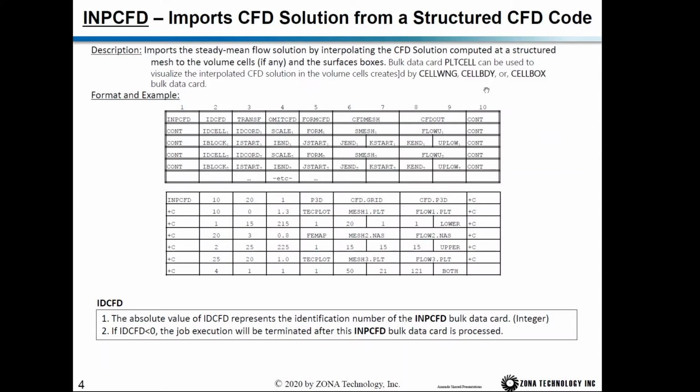Okay, those cars are used to generate the volume cell for the Z-Tran method. And once you import the CFD solution, the Z-Tran method will interpolate the CFD solution in the flow field to the centroid of the volume cell. So you have ID CFD, which is referred to by the Trin plug car. The ID CFD can be negative. If negative, the ZAERO job will be terminated after the IMP CFD data is processed.